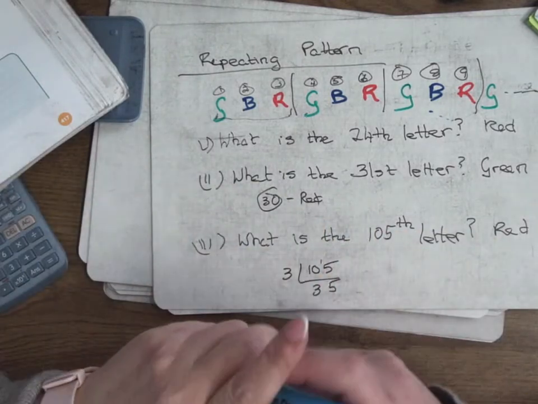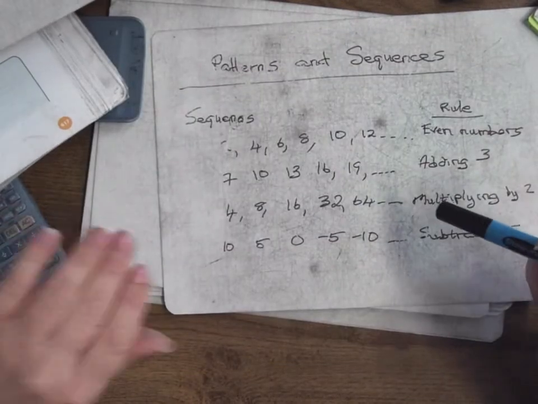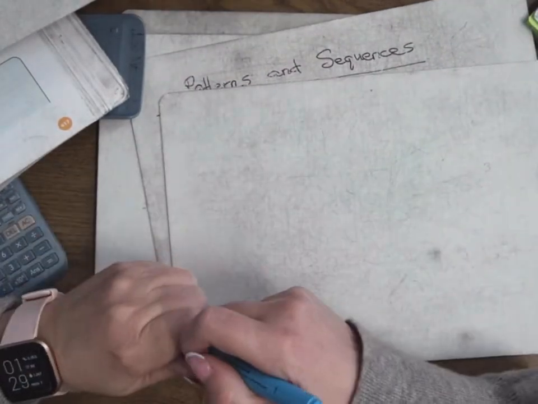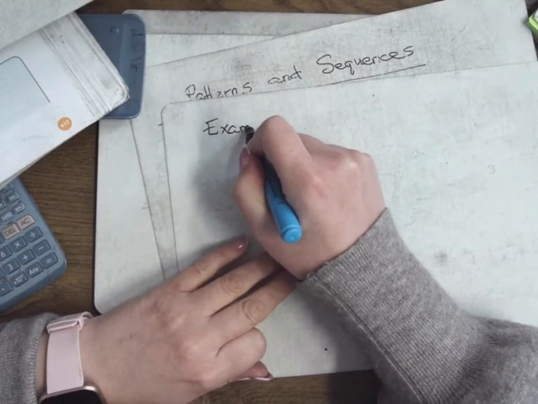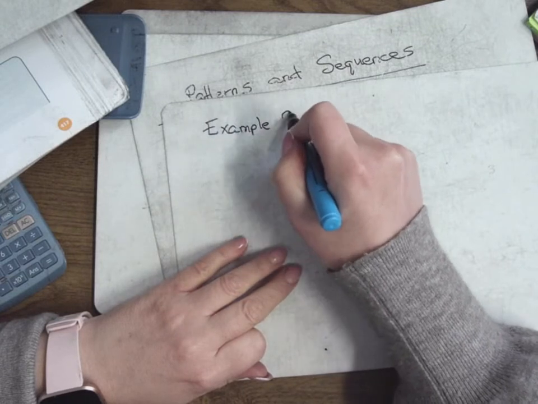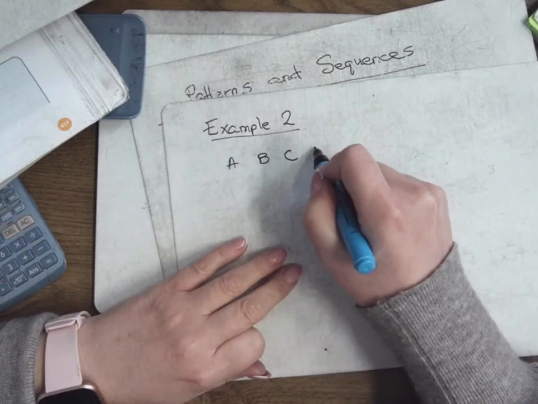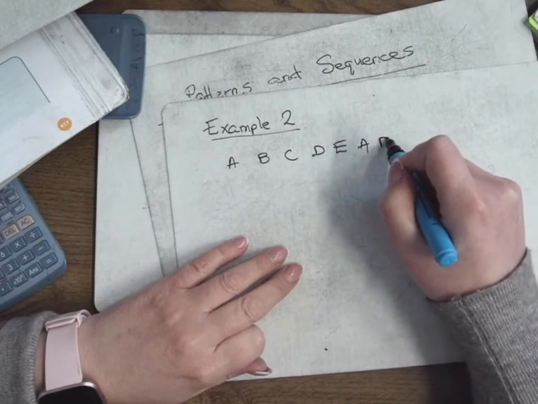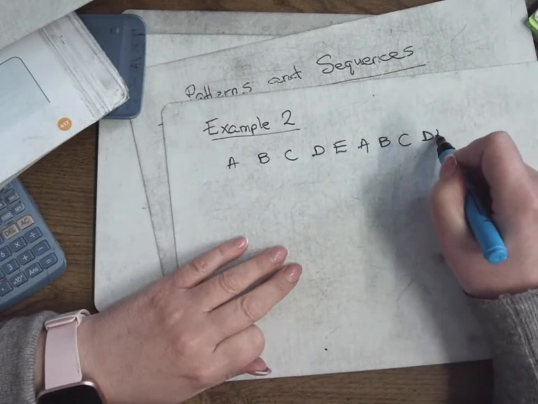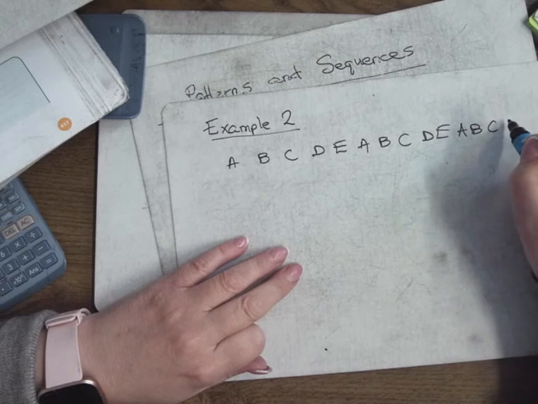I'll do another one. Example 2. That was example 1. So I'm going to go A, B, C, D, E. Repeat. A, B, C, D, E. Repeat. A, B, C, D, E. Dot, dot, dot.